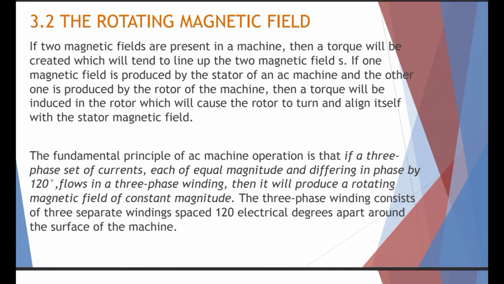The fundamental principle of AC machine operation is that if a three-phase set of currents, each of equal magnitude and differing in phase by 120 degrees, flows in a three-phase winding, then it will produce a rotating magnetic field of constant magnitude. The three-phase winding consists of three separate windings spaced 120 electrical degrees apart around the surface of the machine.